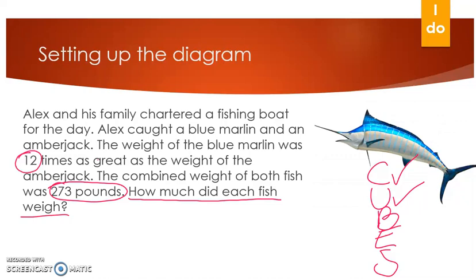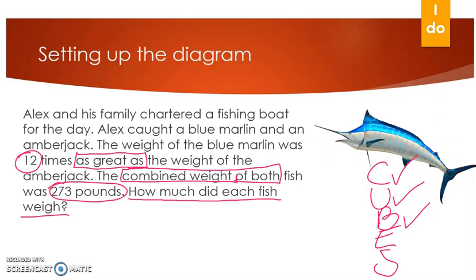Let's go ahead and box important words or terms in this. So we know the weight of the blue marlin was 12 times as great as the weight of the amberjack. And then the combined weight of both fish was 273 pounds. So now we've boxed our important words. So now I'm going to go ahead and show you what this strategy is all about. With this strategy, we're going to learn how to create diagrams to help us solve division word problems. So we'll start evaluating and solving for this problem.